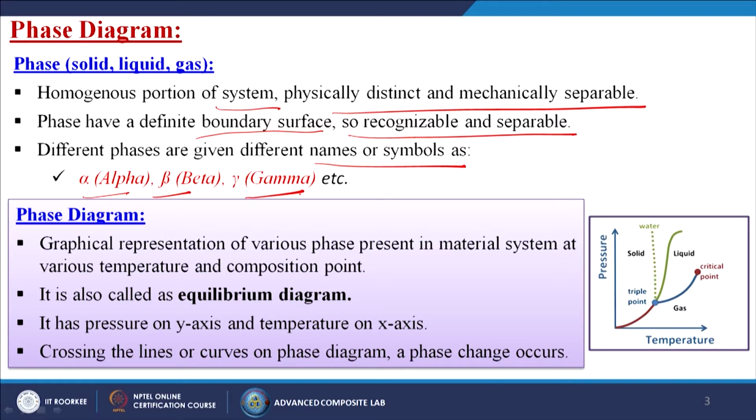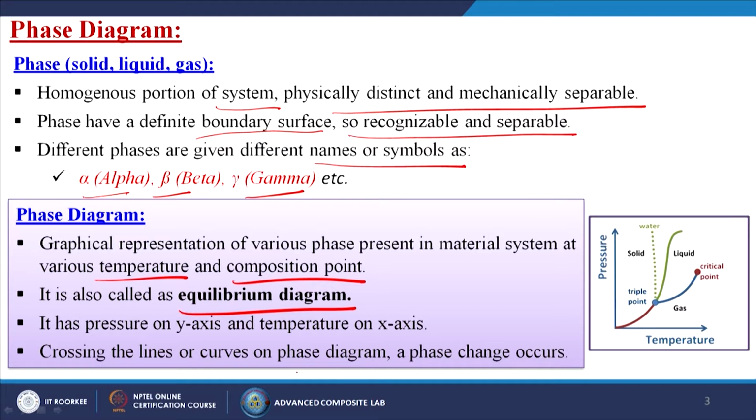So, what is a phase diagram? It is a graphical representation of the various phases present in a material system at various temperature and composition points. It is also called an equilibrium diagram. It has pressure on the y axis, as you can see from this, and temperature on the x axis.